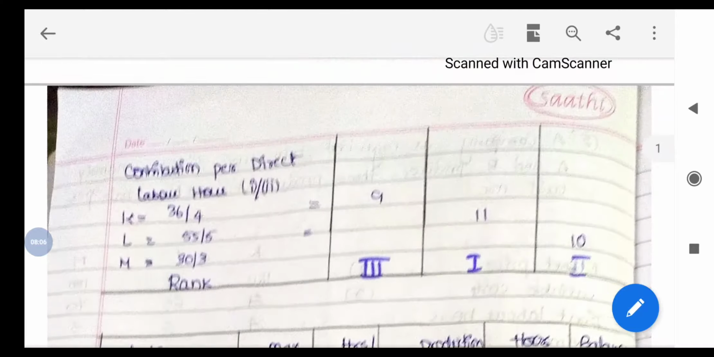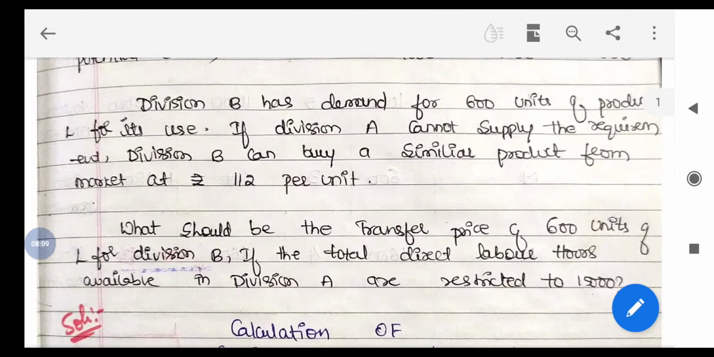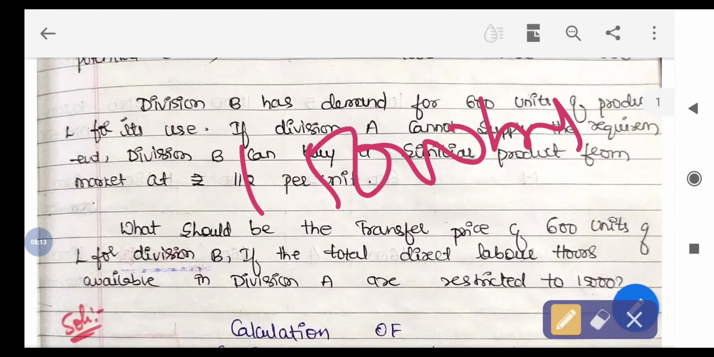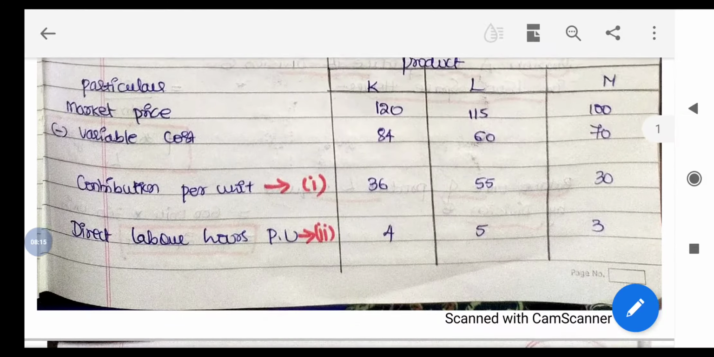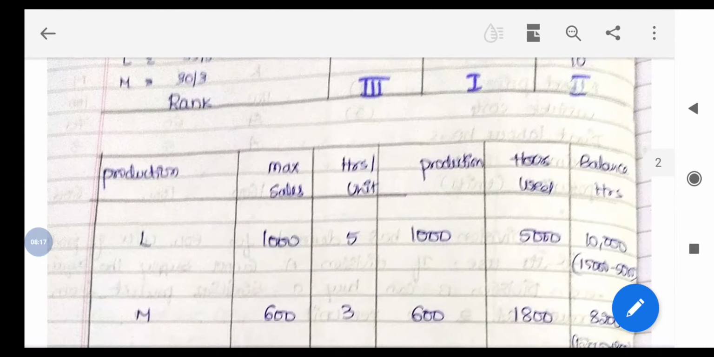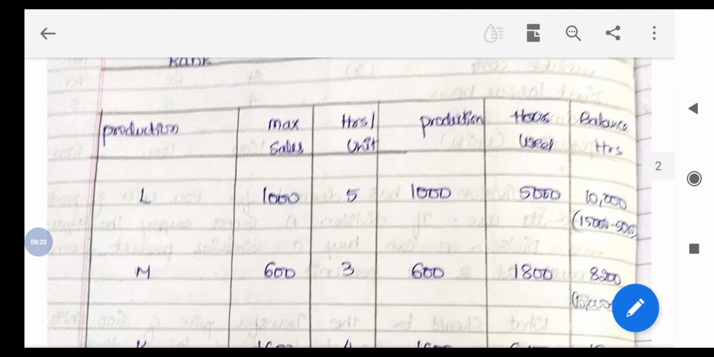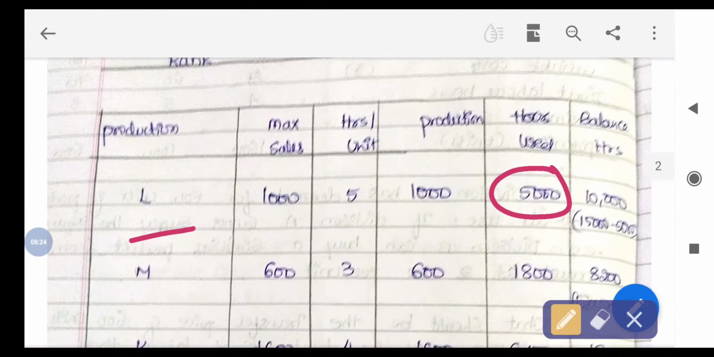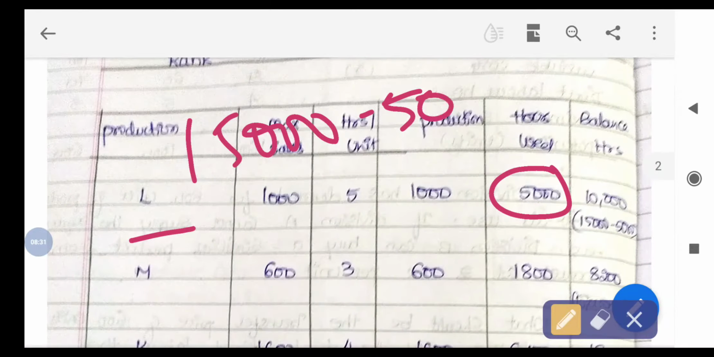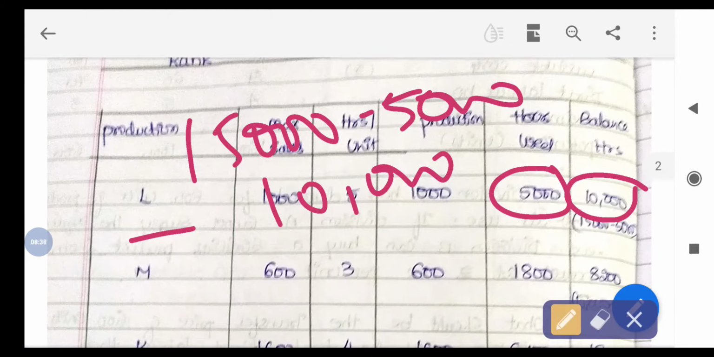Now the limited factor is the direct labor hours. So direct labor hours is limited to 15,000 hours. So we have to see in this 15,000 hours what will be the remaining balance hours. First of all, for L product, the needed hours to manufacture the L product is 5,000. It means in 15,000, if L product takes 5,000, remaining will be 10,000. So 10,000 hours will be remaining for the next two products.